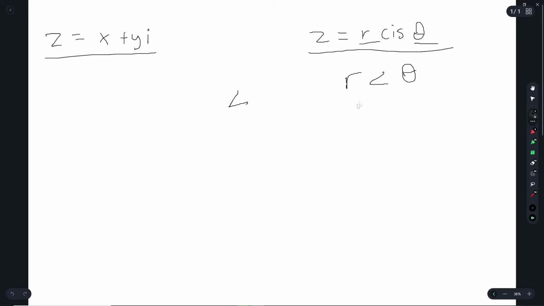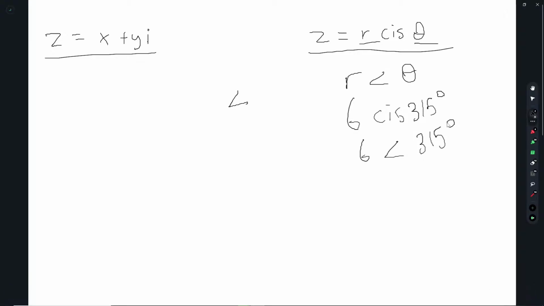So we'll use the previous example we did. So 6 cis 315. We can just do 6, then the symbol, then 315, and we have to make sure our calculator is in degrees. So first we convert our calculator to degrees, then 6, then symbol, then 315. It gives us 3 radical 2 minus 3 radical 2i.